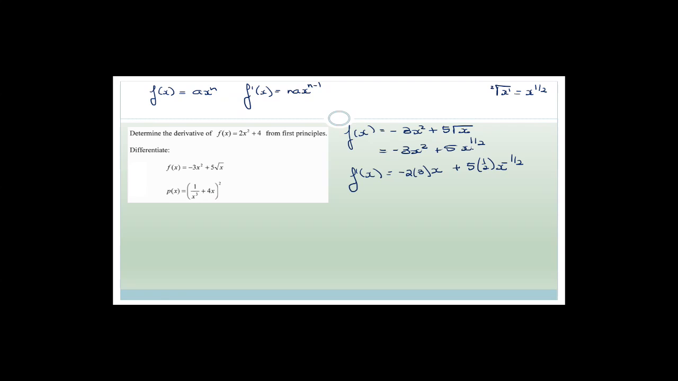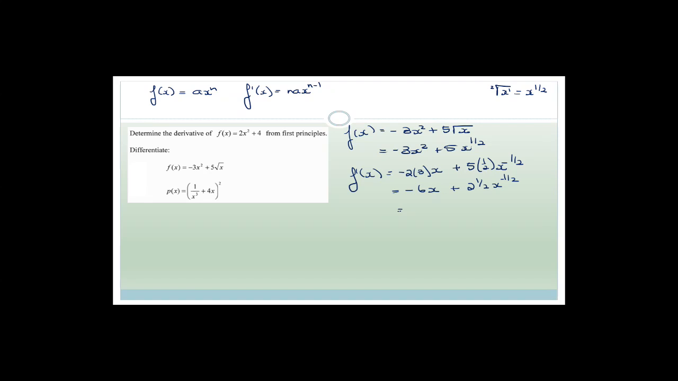Why negative a half? Because I'm subtracting. Okay, subtracting 1. So this becomes 2 times 3 is minus 6x plus 5 over 2, which is 2.5 x to the negative a half. Now the rule is, unless they tell you otherwise, you always make sure that you've got positive exponents. So we're going to fix this.